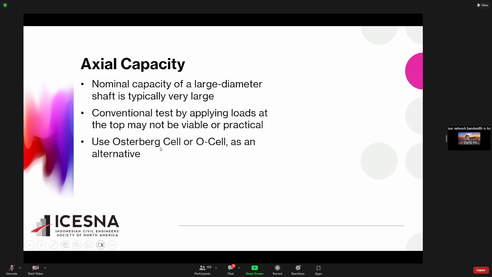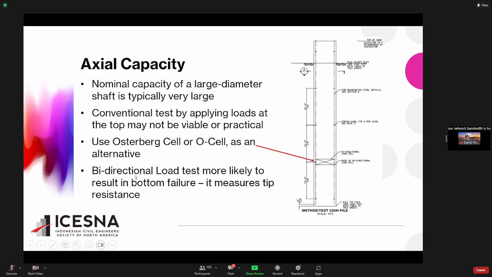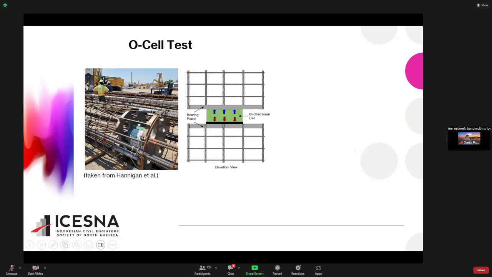So what we typically use is what is called an O-cell, or Osterberg cell, as the alternative during the test. Basically, you have a pile, and you put a load cell at a certain depth, and then you test the pile. You put the pressure here, so the top part will go up and the bottom part will go down, a bidirectional load. When you do that, hopefully you can use a smaller load and still test the tip resistance. You will get the result for tip resistance. So the O-cell, this is typical.